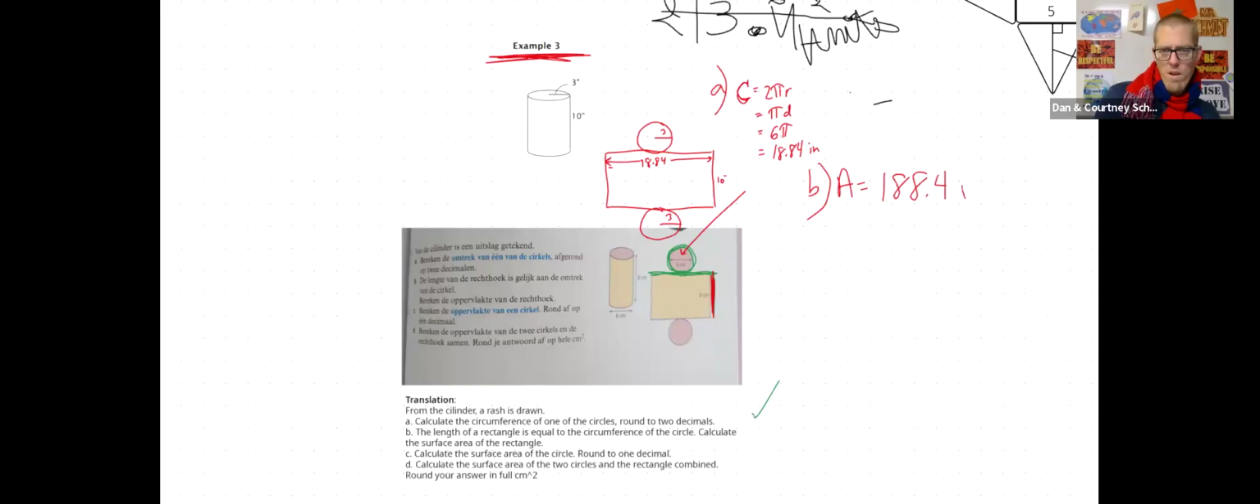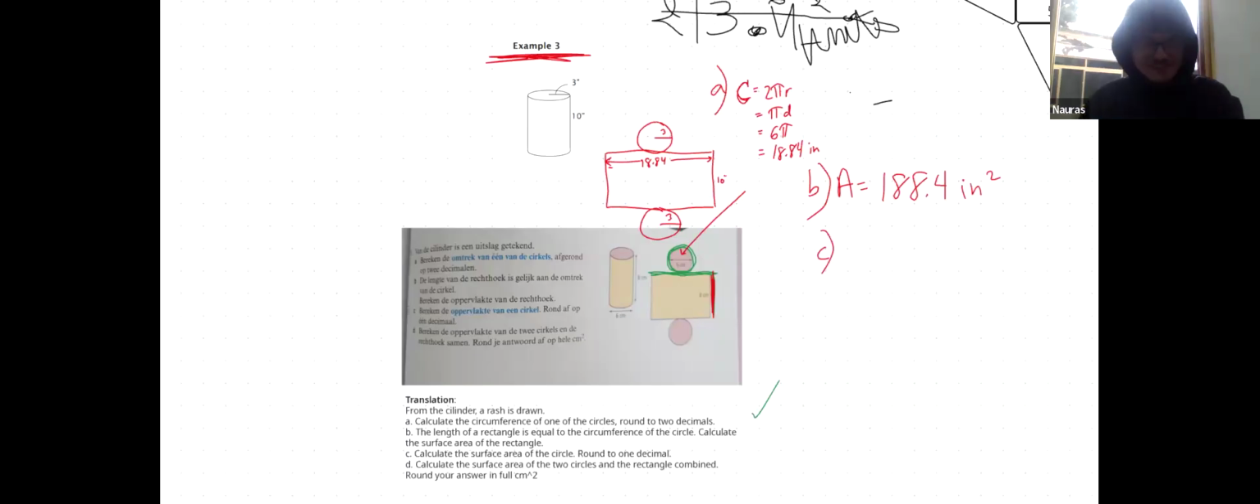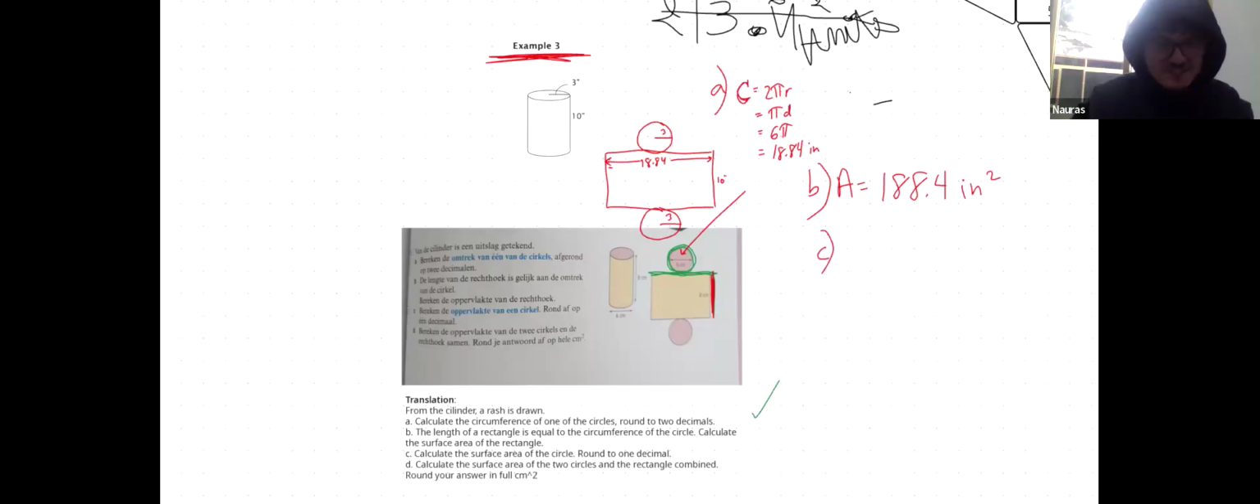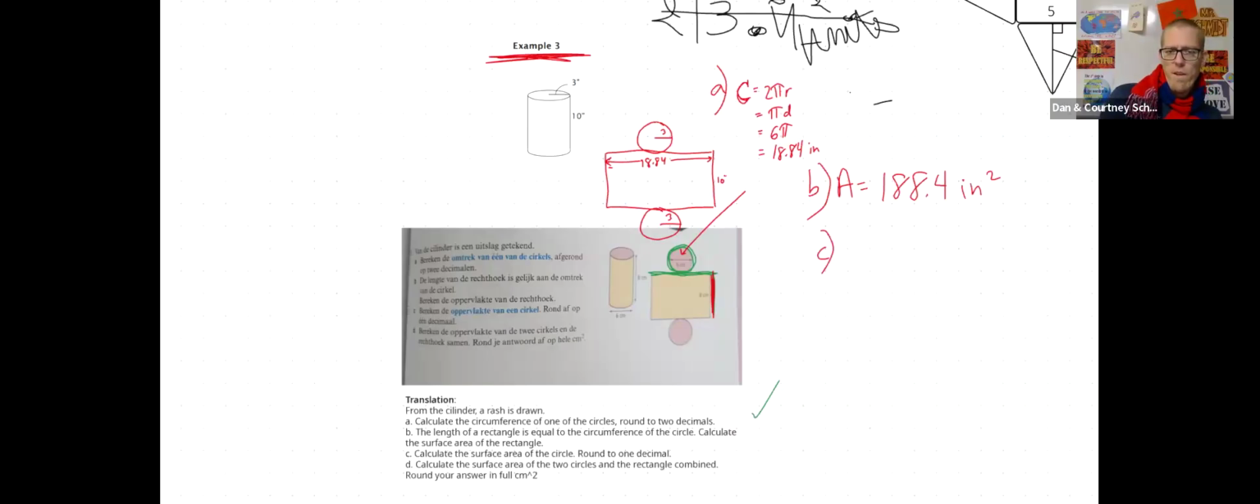And then part C, Naras, could you read us in Dutch? Because I think we need to be a little bit more educated than just English. That's true. Oké. Bereken de oppervlakte van een cirkel rond af op 1 decimaal. Ah, yes, of course. In other words, calculate the surface area of the circle, round to 1 decimal. All right, surface area of the circle. Kale, what are we gonna do?